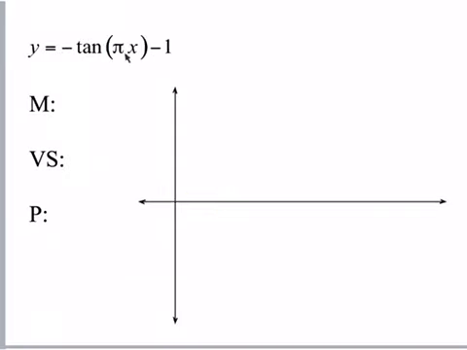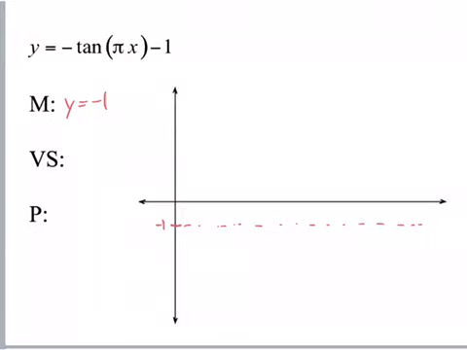We're going to graph this right here. First thing we want to do is find the midline. The midline is always that number added or subtracted to the tangent, so that's going to be y equals -1. It's a horizontal line at -1. So if we go down here and put -1, you're going to have a horizontal line, and that will be the middle of your graph.